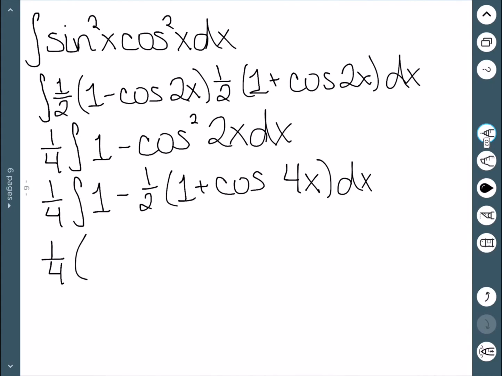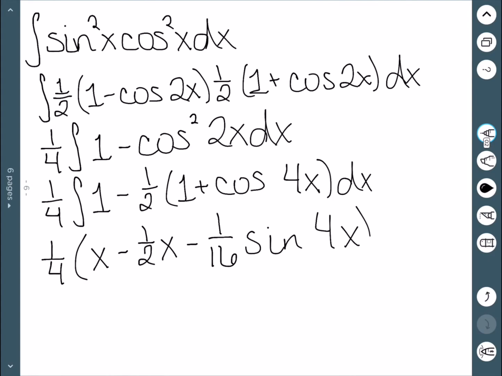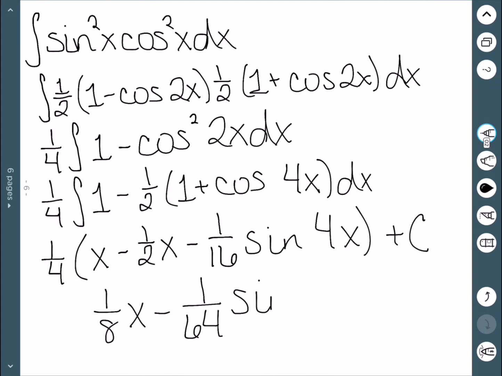Integrating this would give us 1 over 4 x minus 1/2 x minus 1 over 16 sine 4x plus c. We can simplify this a little bit more and get 1 over 8 x minus 1 over 64 sine 4x plus c. Well, that's a slight mistake. It shouldn't quite be 16. Essentially, we need to divide by 4, so this would actually be an 8, since we have a 1 over 4 and a 1 over 2, which would then make this 32. Much better.